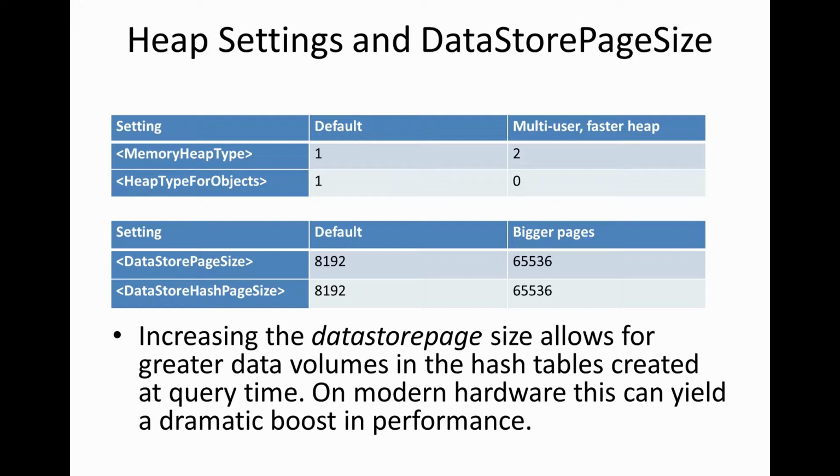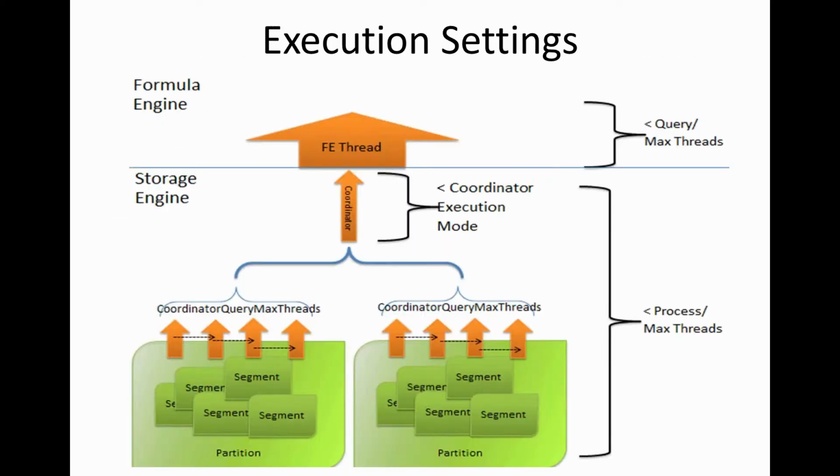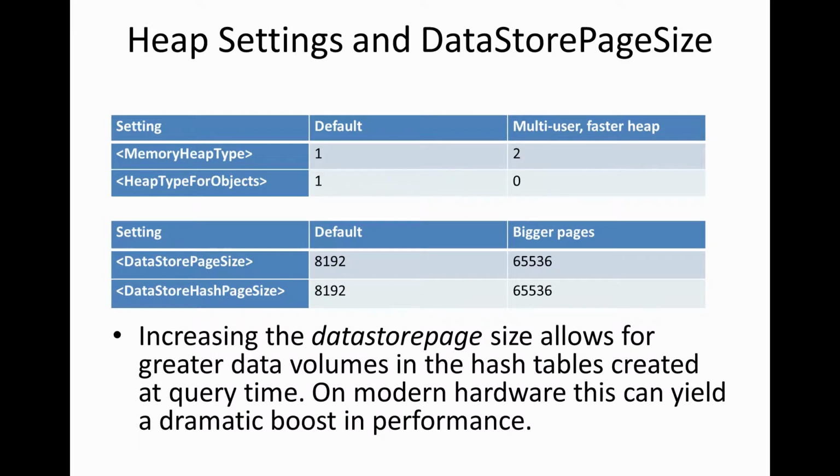Being able to bring more data in at a time is obviously more memory pressure, but if your modern hardware system can handle it, it'll give you a dramatic boost in performance. Also, we can change these memory heap types to multi-user, which is going to allow for a lot more concurrency in your environment. Really what multi-user does, I know I have an upcoming slide, so we'll talk a little about that in a minute.